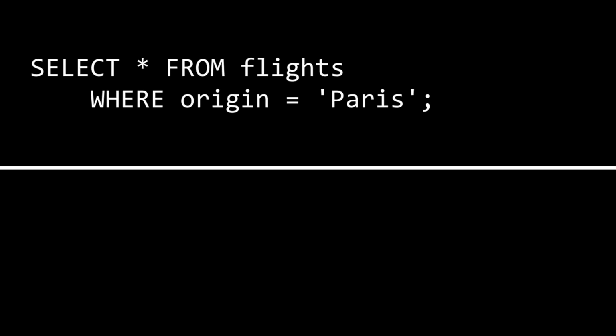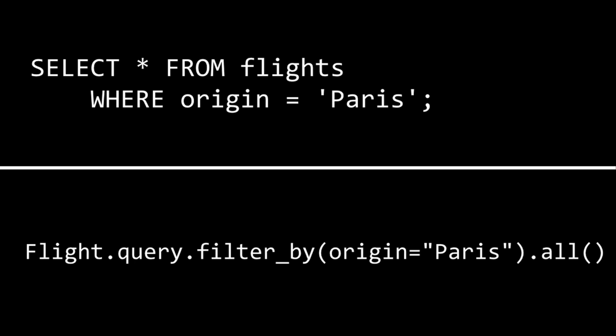If instead I wanted to limit myself, run a filter to make sure that I'm only getting back certain results instead of all the results, whereas before I would have said something like select star from flights where origin equals Paris, the syntax in Python is going to look something like this. Flight.query, but not flight.query.all. I want to filter it first. I want to say flight.query and then .filter_by origin equals Paris.